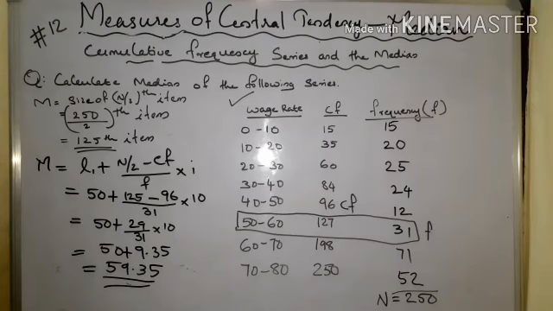For this type of question, first you convert the less than or more than values into proper class intervals, and most of the time the cumulative frequency is given in the question, which you convert into normal frequency. So this is the way to calculate this type of problem. I hope you understood. I will come with more videos related to this type of measures of central tendency, median calculations.